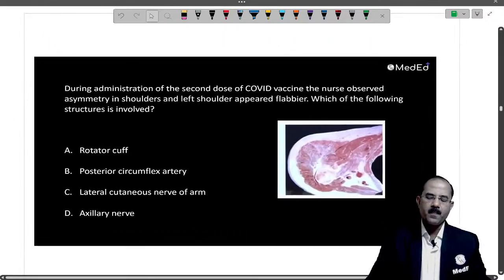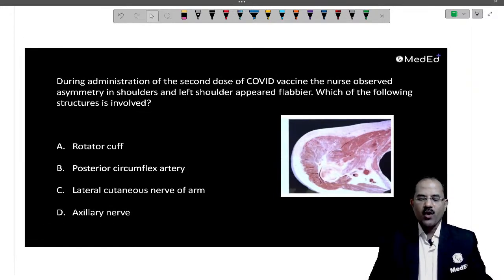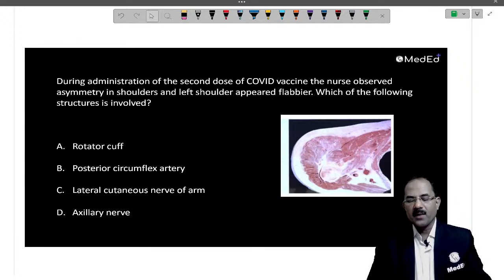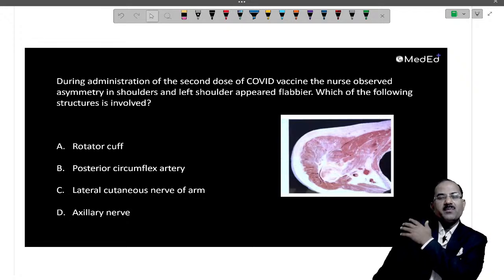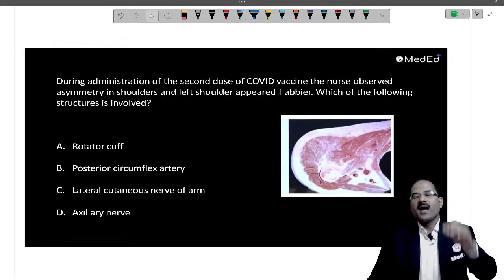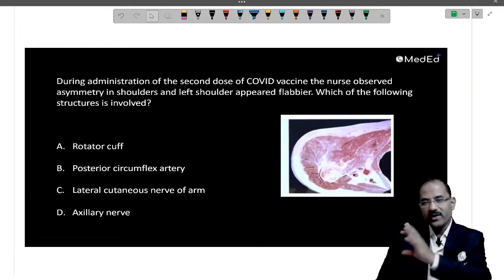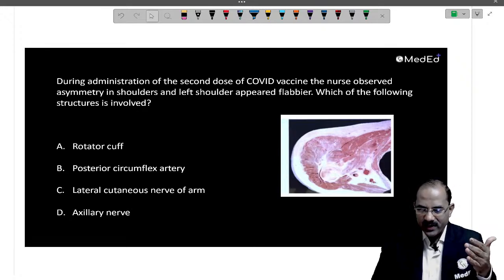Okay. Coming to this. During administration of the second dose of COVID vaccine, the nurse observed asymmetry in the shoulders, and the left shoulder appeared to be flabbier. What is the shape of the shoulder known as? Contour of the shoulder. And this shape of the shoulder is because of what? Deltoid. And which nerve supplies the deltoid?